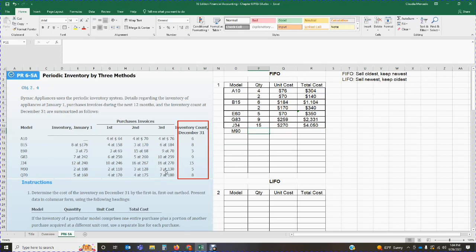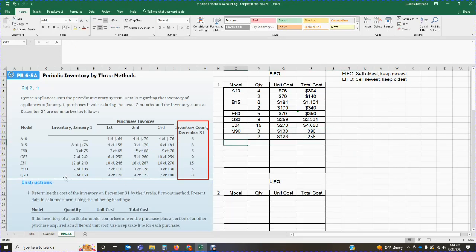So my third purchase was my newest. So I'm going to have 3 at 130. But it says that I have 5 remaining. So that means I have 3 from my third purchase, and I'm going to have 2 from my second purchase. Okay, 2 from a purchase of 128. That's going to give me 390 and 256.